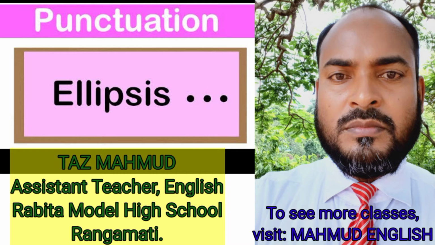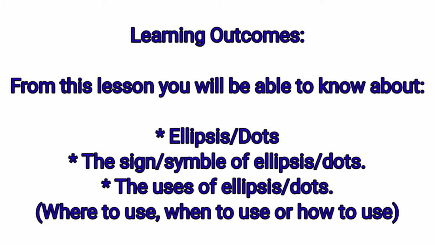My dear learners, in my today's class, I shall discuss one of the most important punctuation marks, dots or ellipses. Learning outcomes. From this lesson, you will be able to know about ellipses or dots, the sign or symbols of dots or ellipses, and the uses of dots or ellipses. Where to use, how to use, and when to use dots or ellipses while writing English.